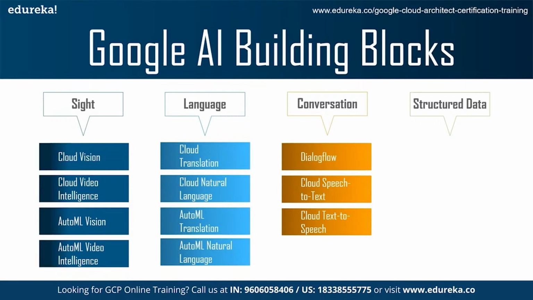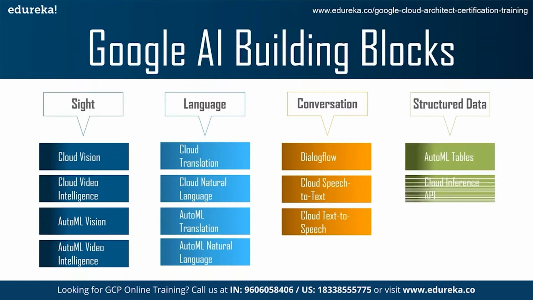Now comes the last building block, that is structured data. The first product in structured data is AutoML Tables, which enables your entire team of data scientists, analysts, and developers to automatically build and deploy state-of-the-art machine learning models on structured data at massively increased speed and scale, which in turn transforms your business by leveraging your enterprise data to tackle mission critical tasks like supply chain management, fraud detection, lead conversion, optimization, and increasing customer lifetime value.